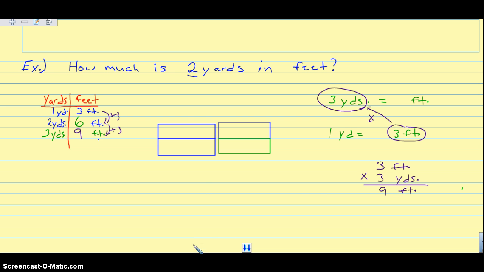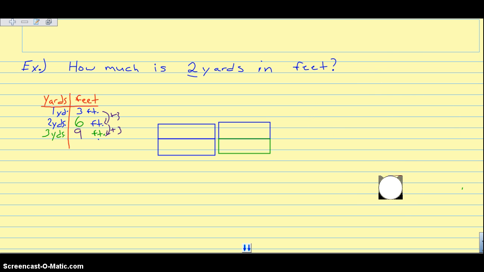But what if I decided to trick you? Instead of going in order, what if I told you, I have 7 yards, how much is that in feet? What would you do then? You would still do the same thing. You would say, okay, Buddy, I'm dealing with yards and feet. So 1 yard equals 3 feet. So what do I know? I know 7 yards, but I don't know how many feet. What can we do? We can multiply.